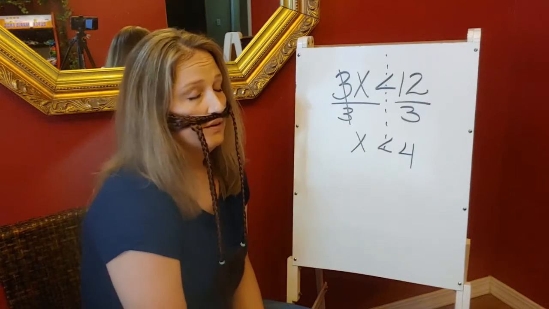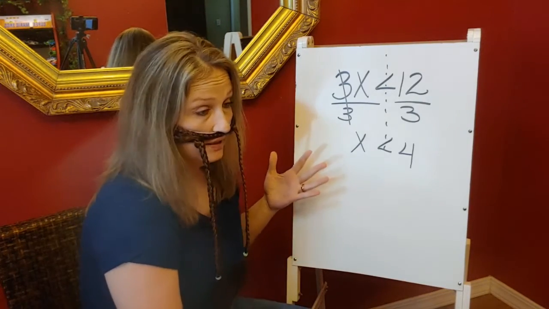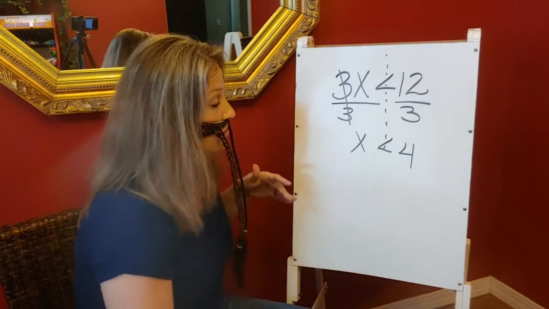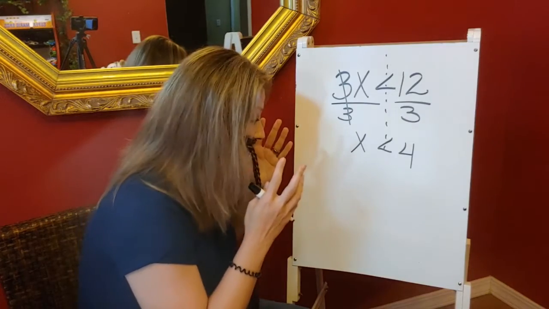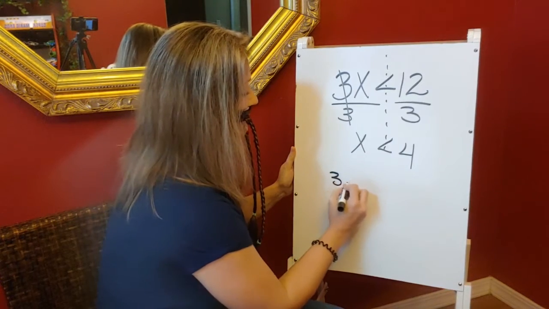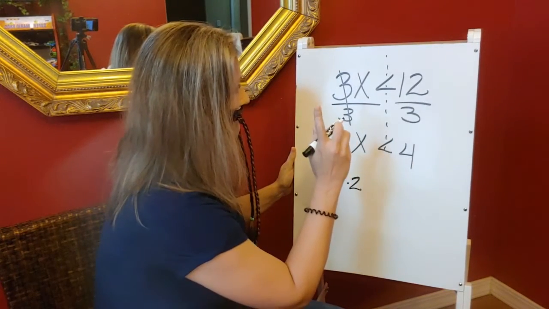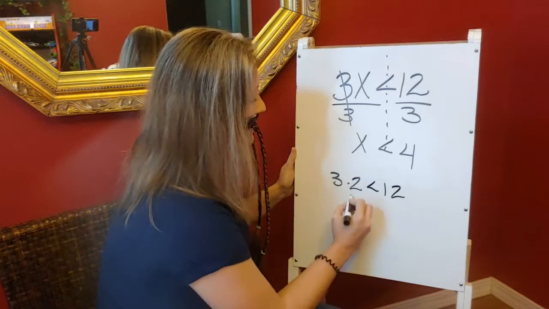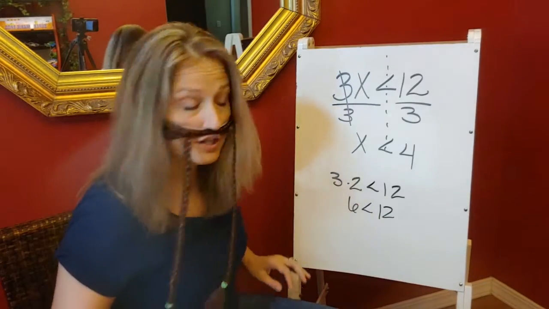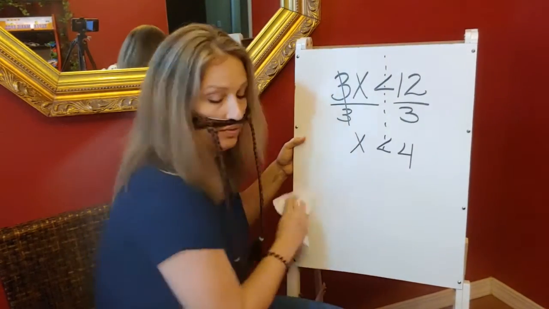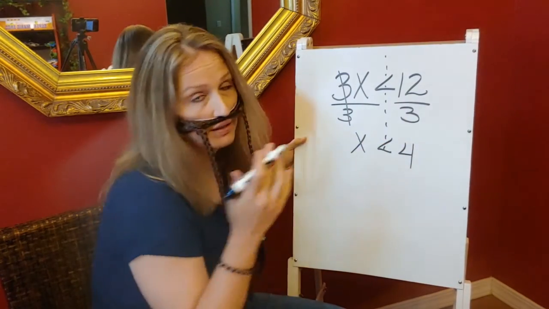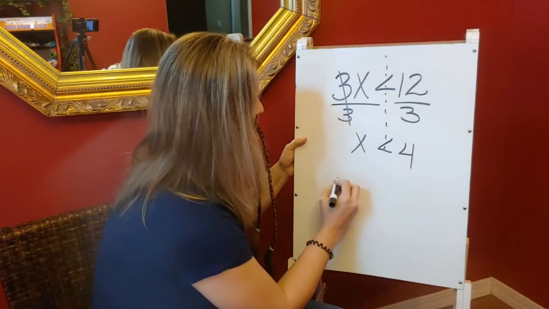So what that means, whenever you have an inequality, is that anything less than 4 will work in my original inequality. So if I were to put, say, a 2 in for x, up here in my original one, 3 times 2, is that less than 12? And you find out that yes, 6 is less than 12. Works out. If I were to put any other number that was less than 4 into my inequality, it would still work out. But let's look at what happens whenever I put a 4 in there.